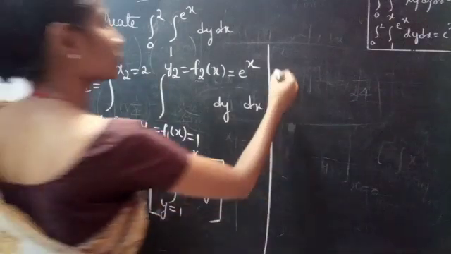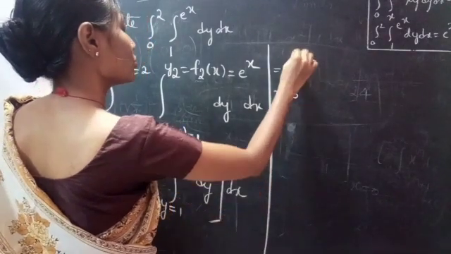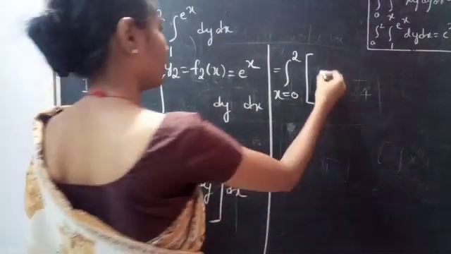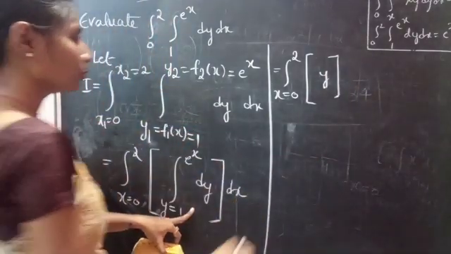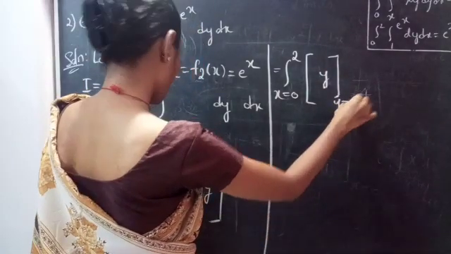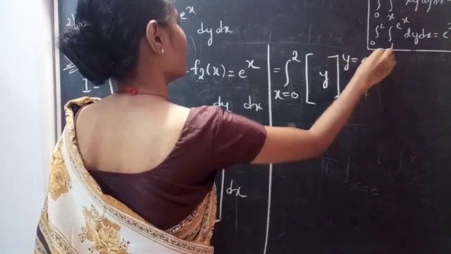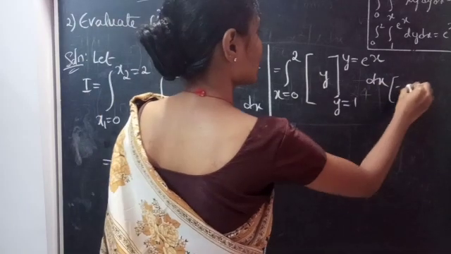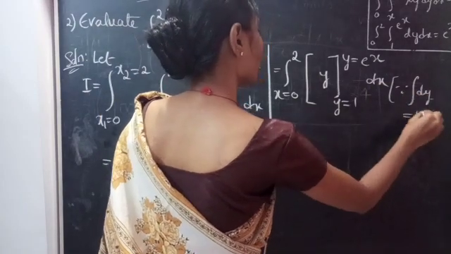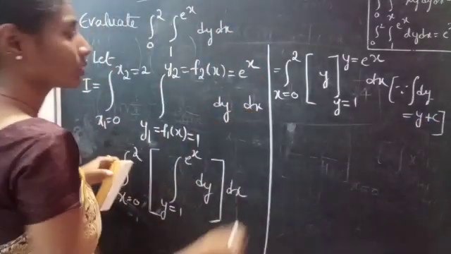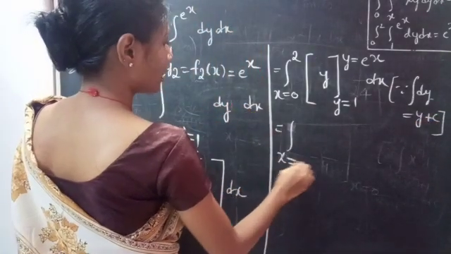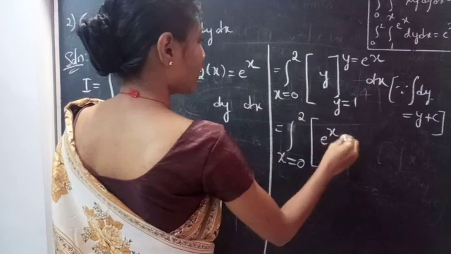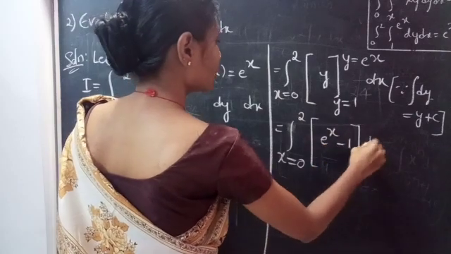So this is equal to integral x equals 0 to 2 into integral dy is y, under the limits y equals 1 to y equals e power x, into dx. Okay, since integral dy is equal to y plus c. So this is equal to integral x equals 0 to 2. Now apply the limits for y, e power x minus 1 into dx.